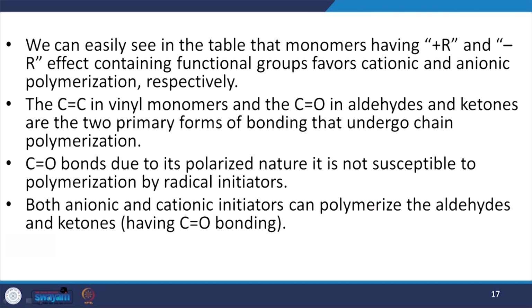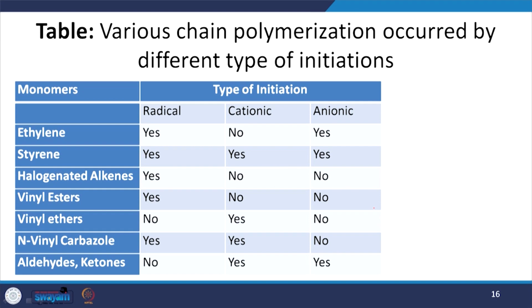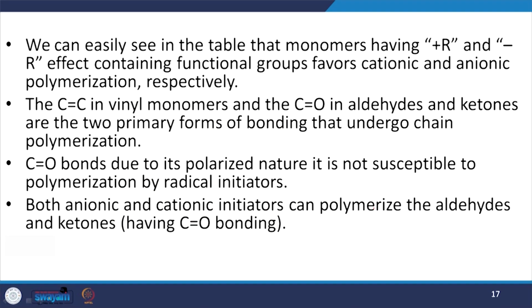Now, if we look at the carbon-carbon double bond in vinyl monomers here in the table, then the C=O double bond in aldehydes and ketones are the two primary forms of bonding that undergo chain polymerization. Similarly, the C=O double bond, due to its polarized nature, is not susceptible to polymerization by radical initiators. That is just because it is very case sensitive. Sometimes it may not be feasible and sometimes it may be feasible.